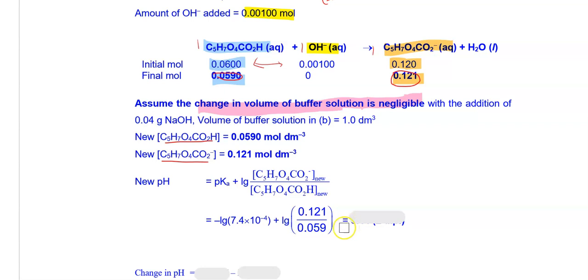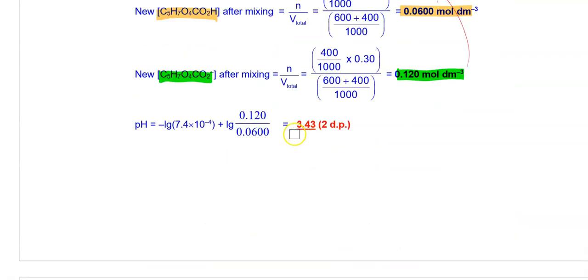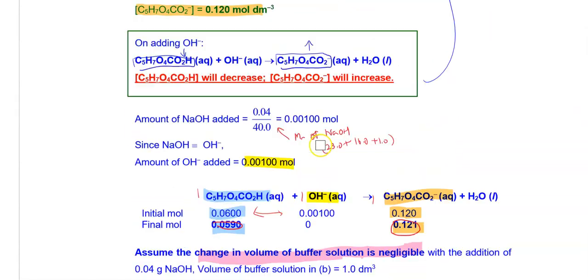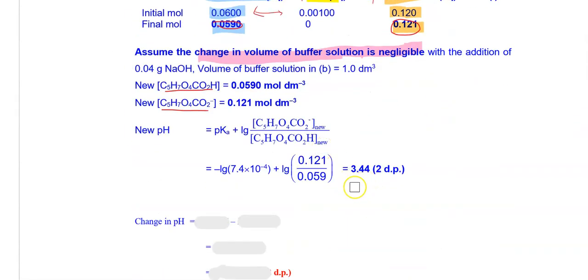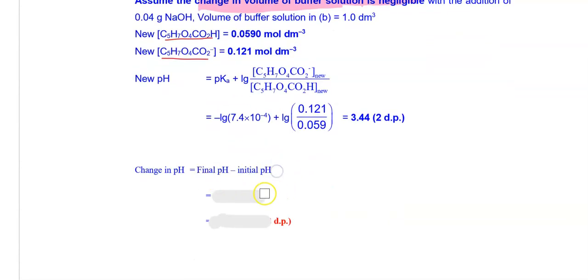Apply your acid buffer equation, which is pKa plus log salt over acid. Find out the new pH, so 3.44. If you compare this with your earlier calculation in B, your original pH is 3.43. In C, the new pH is now 3.44. What's the change in pH then? The change in pH will be the final pH minus the initial pH. So 3.44 minus 3.43, it's a 0.01 increase. So that sums up question 4C.